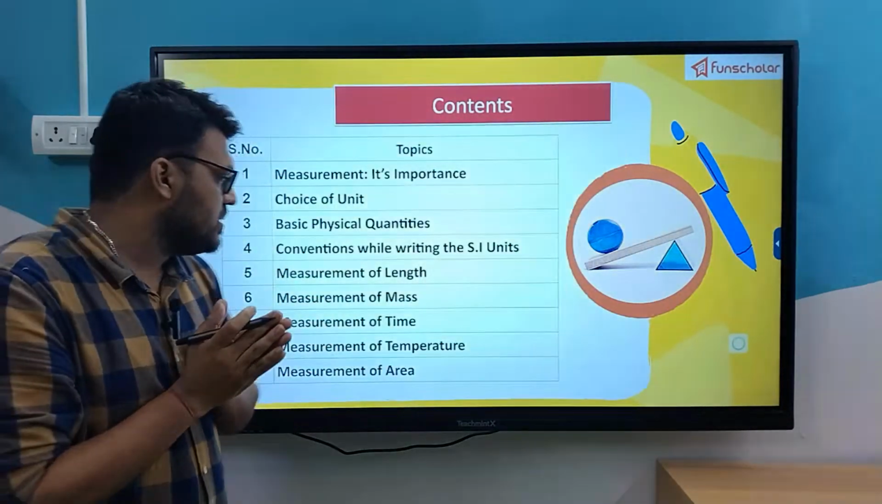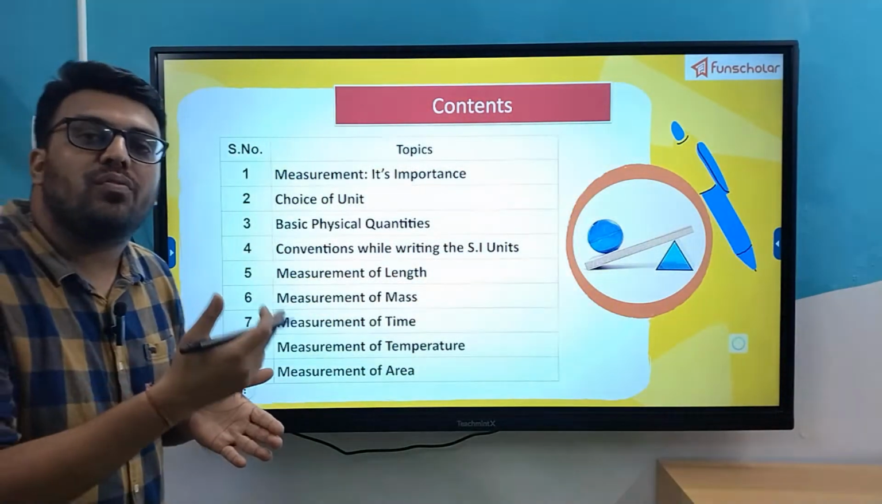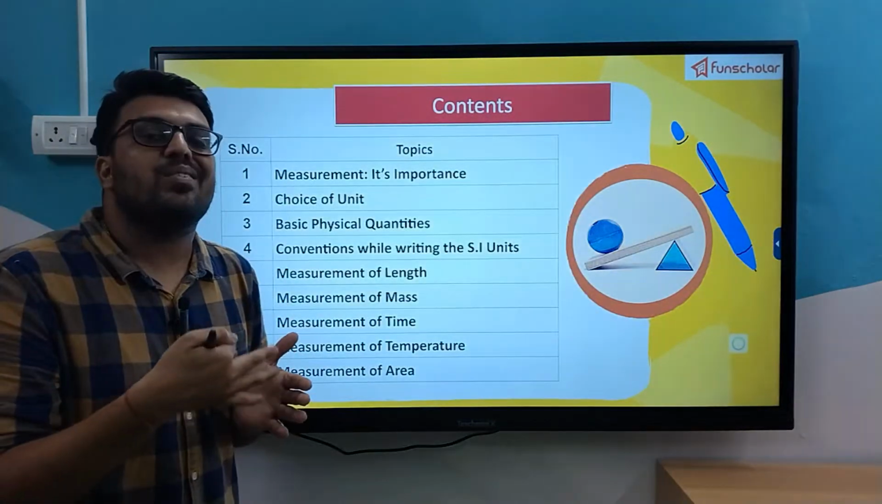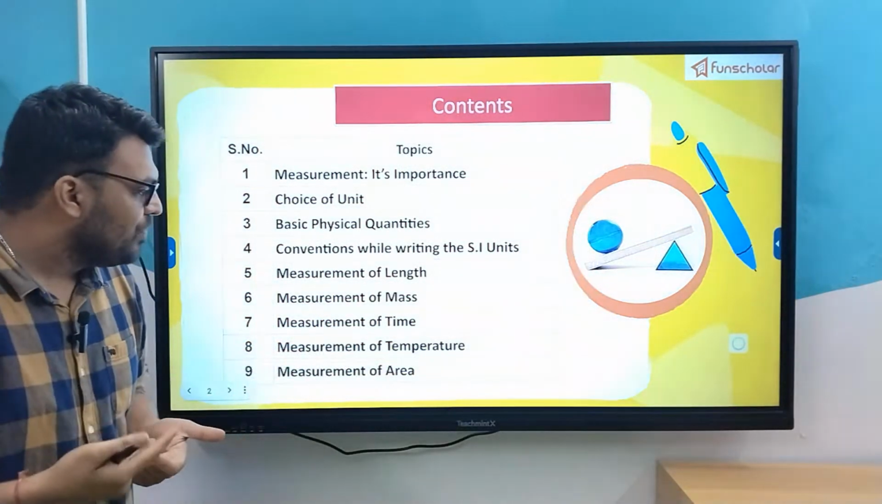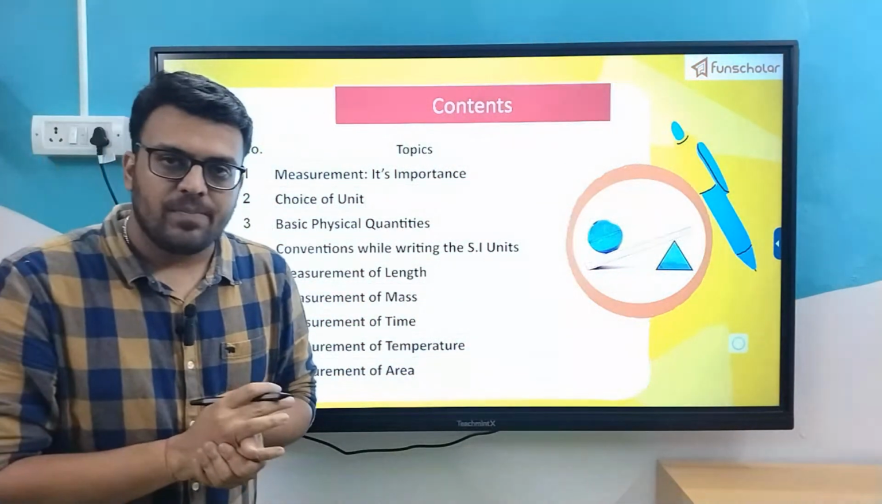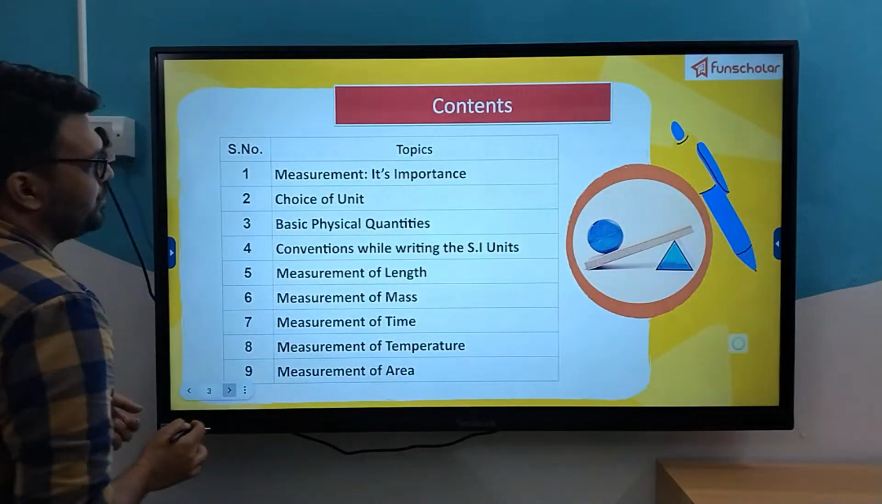standard system of units. Then we'll be talking about the measurement of length. How can we measure length using the different measuring devices? The same will be done for mass, time, temperature, and area. Okay, so let's start this session.